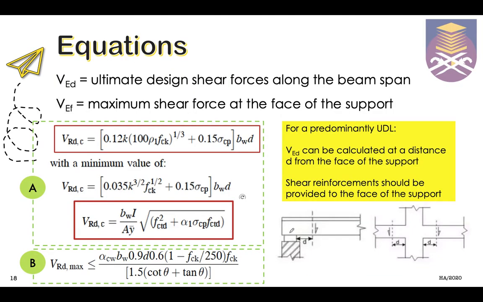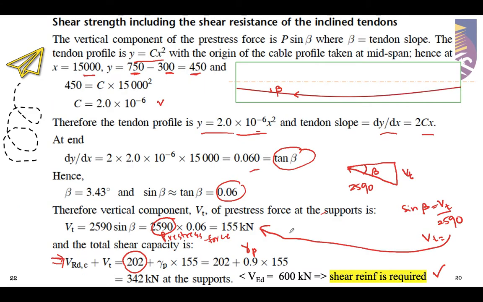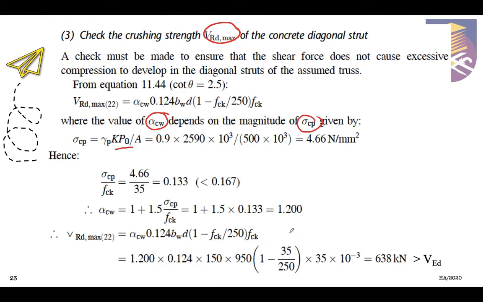So we go back to the example. Here you can see that we have sigma CP equal to 4.66 Newton per millimeter square. Then we compare with the range, and the range gives us this equation for alpha CW. So we are going to use this, substitute the value of sigma CP and also fck, and we get alpha CW is 1.2. This value is to be substituted into the equation of VRD max 22 degrees.